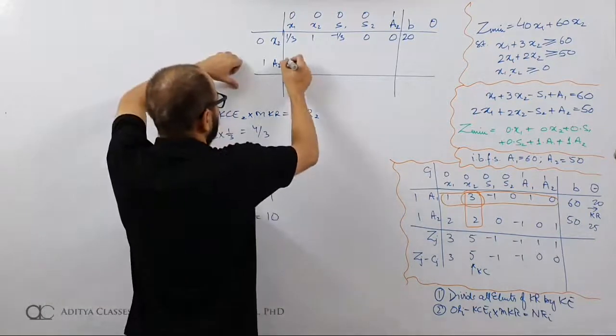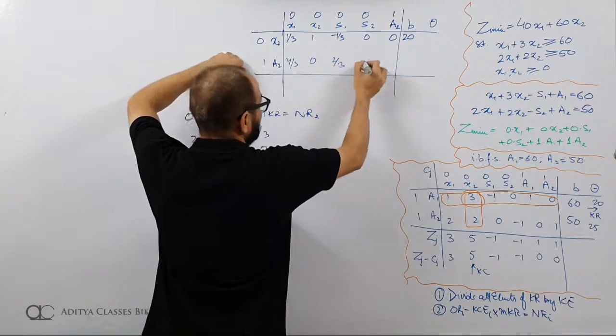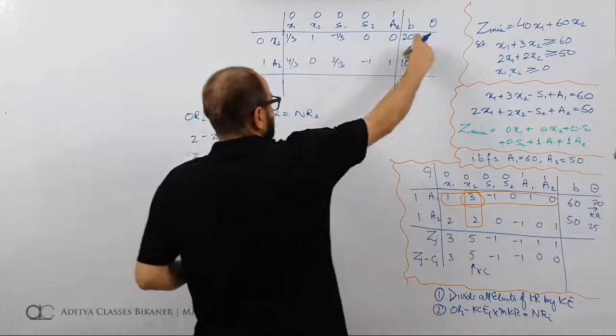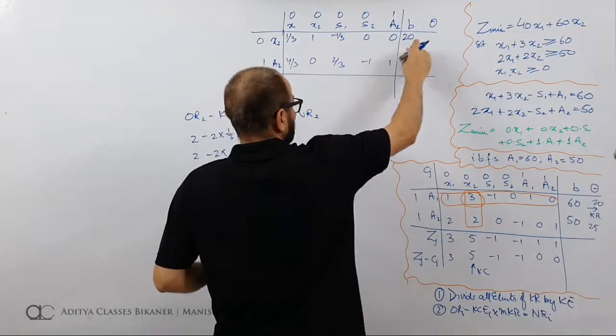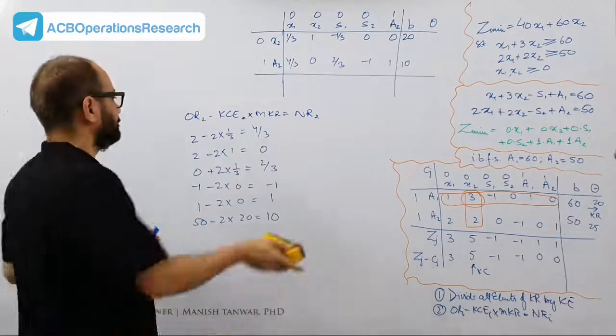So what do we get? We get a 4 by 3, 0, 2 by 3, minus 1, 1 and 10. This is our new row, second new row.